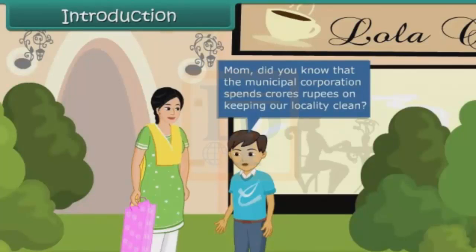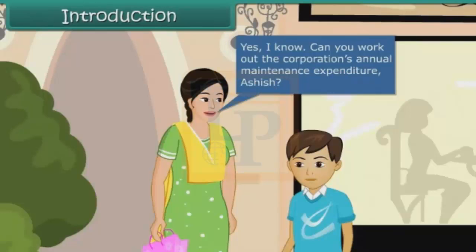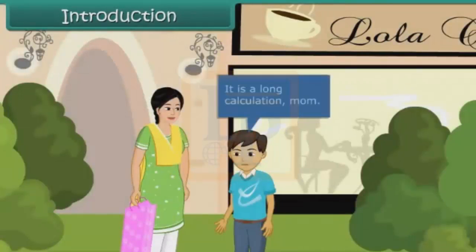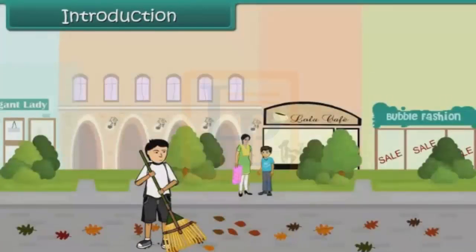Mom, did you know that the municipal corporation spends crore rupees on keeping our locality clean? Yes, I know. Can you work out the corporation's annual maintenance expenditure, Ashish? It is a long calculation, Mom. No, Ashish, it is a very simple calculation if you know the multiplication rules well. In this lesson, you will learn to perform basic operations on large numbers.